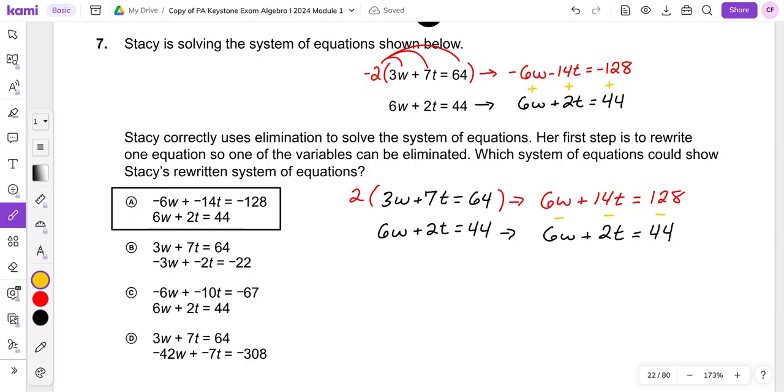But again, the question is only stating which system of equations could show Stacy's rewritten system of equations, which would be option A.